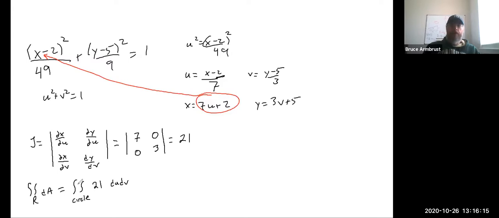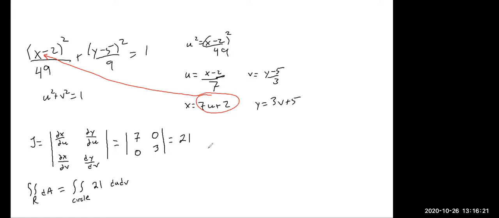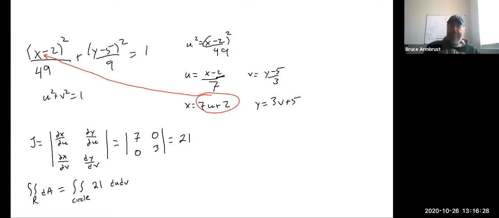So before we deal with trying to do that integral, how are we feeling about finding that Jacobian? Pretty good. We good? Thumbs up. All right. So now it's just a matter of doing this. Well, that 21's a constant, so we can pull that out. So we now have to integrate over the circle, du dv.